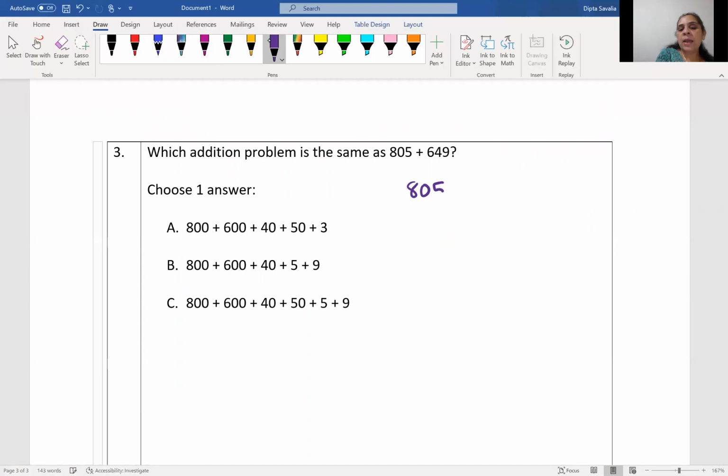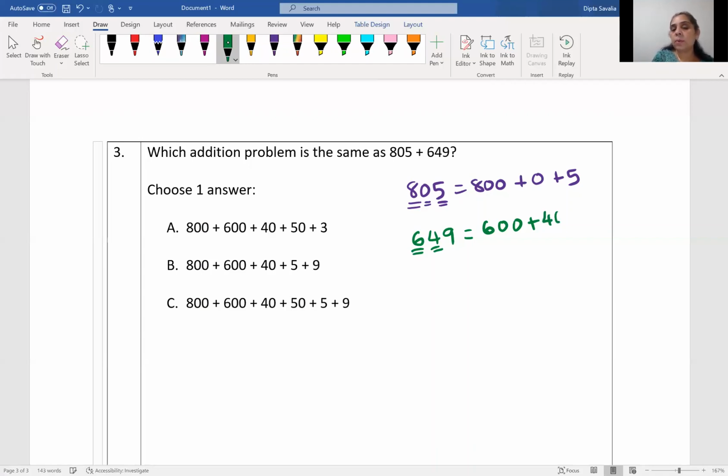We have 805. So how many hundreds? 8. So the value for 8 is 800. We don't have any tens, so we will just write down 0 for tens. How many ones do we have? 5. Now we will check the second number, 649. How many hundreds do we have? 6. So we have 600. How many tens do we have? 4. So what is the value for 4? 40. And how many ones do we have here? 9.